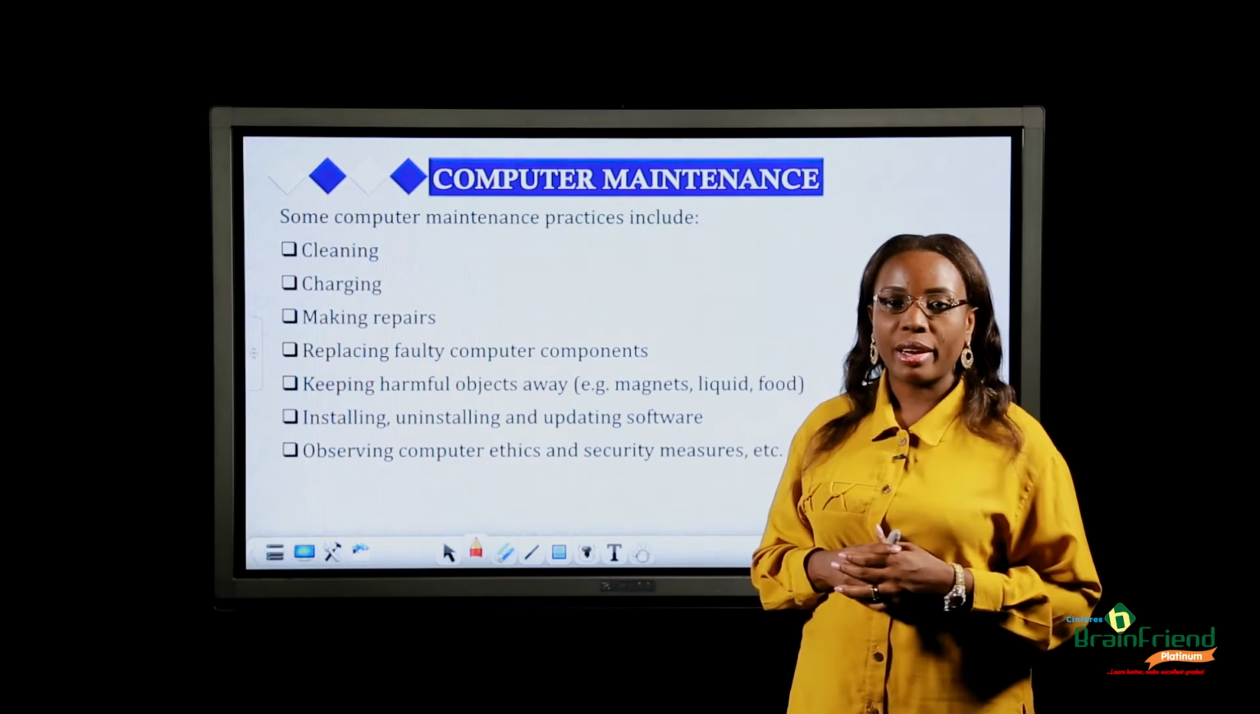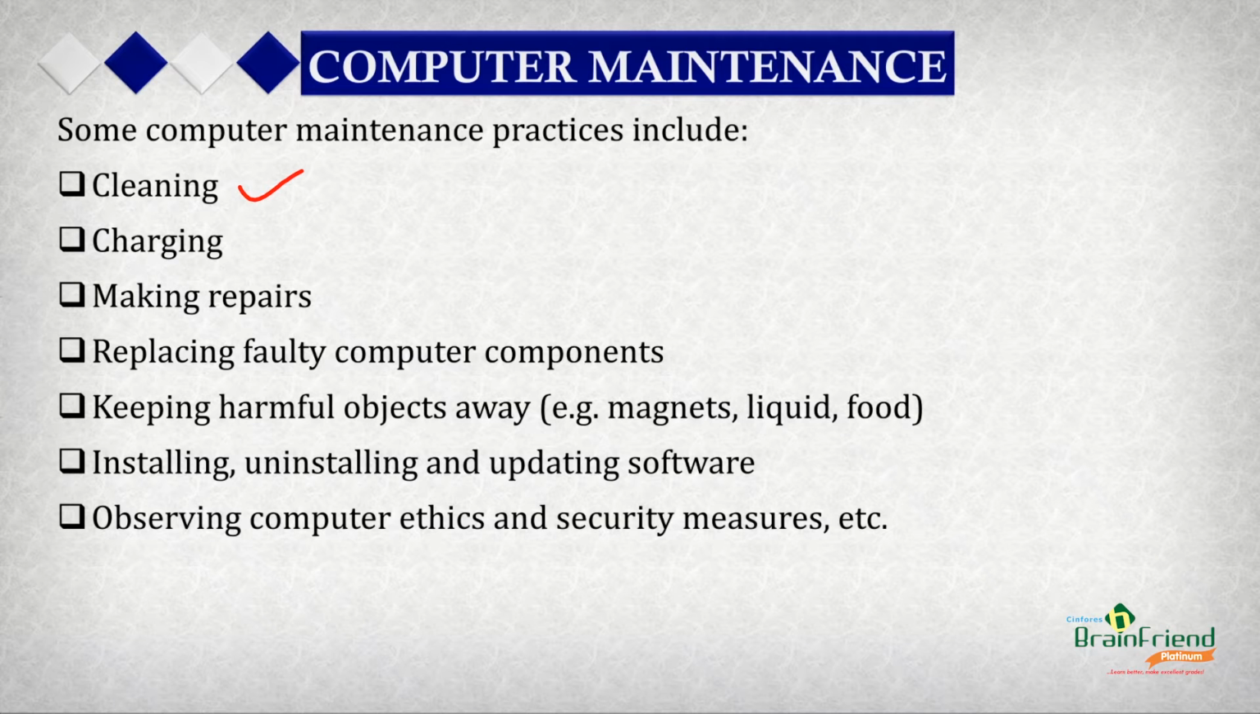And so, there are several computer maintenance practices that can be done on a computer. Some of these maintenance practices include cleaning, charging of the computer, especially with laptops, making repairs, replacing faulty computer components, keeping harmful objects away from the computer. Some harmful objects are magnets, liquid, and food. Other maintenance practices include installing, uninstalling, and updating software, and then observing computer ethics and security measures, and several others.